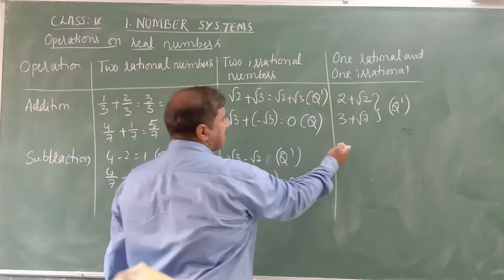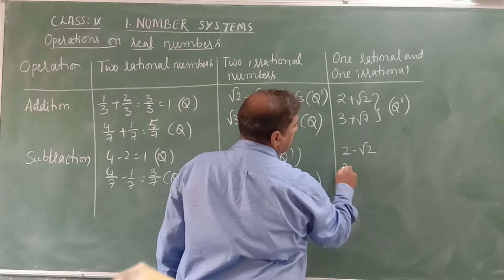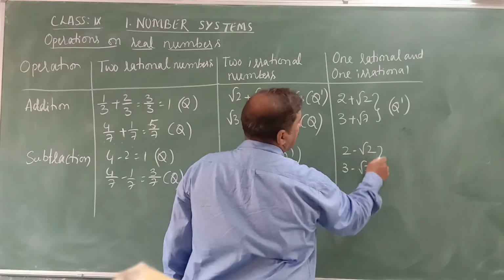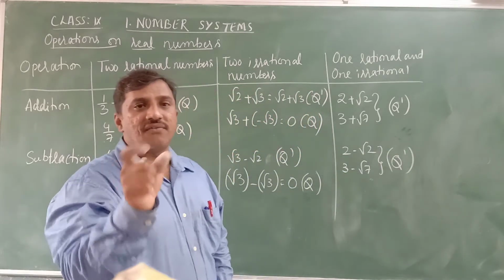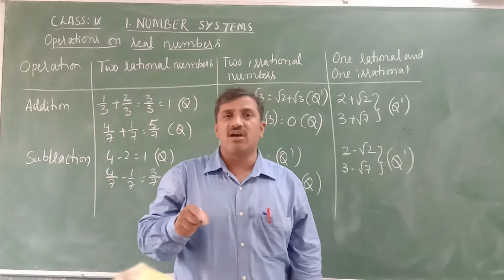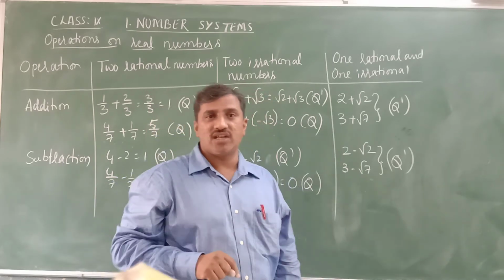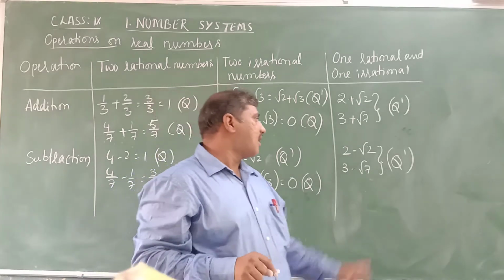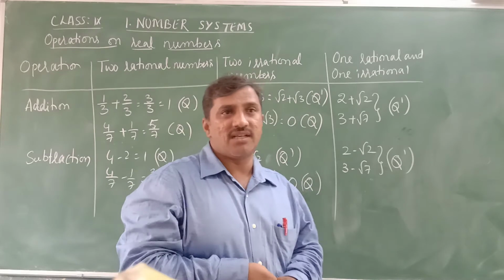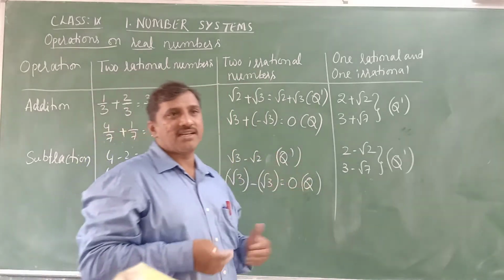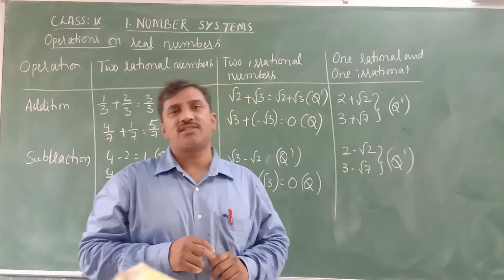Now take one rational and one irrational: 2 minus root 2 or 3 minus root 7, both are irrational numbers. It means the difference of a rational and an irrational is always an irrational number. Because root 2 and root 7 both are non-terminating, non-recurring decimals. If they are subtracted from a rational number, we again get non-terminating, non-recurring decimals only.